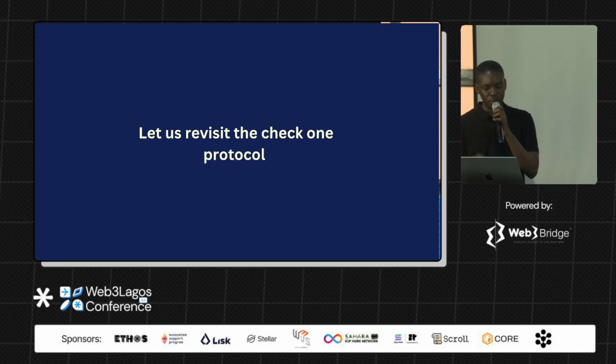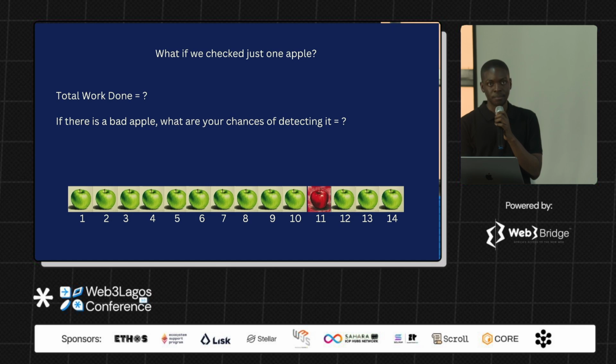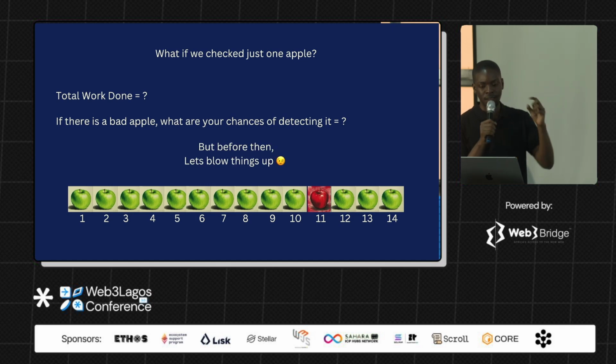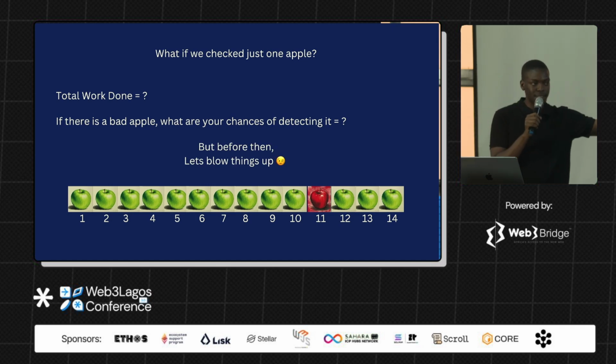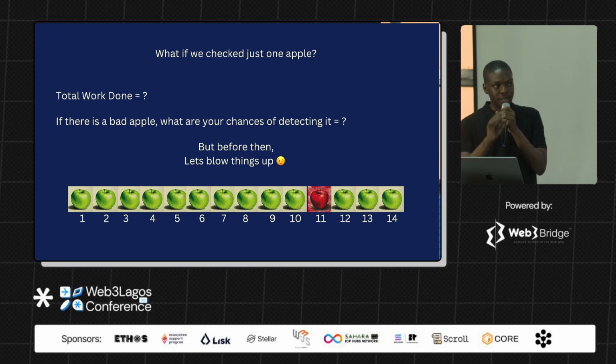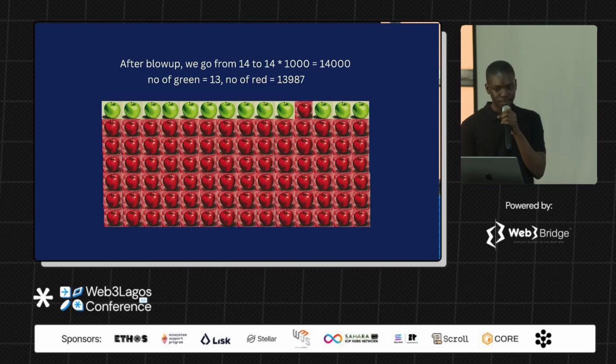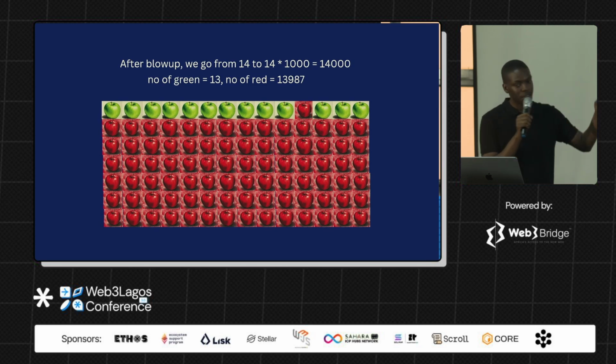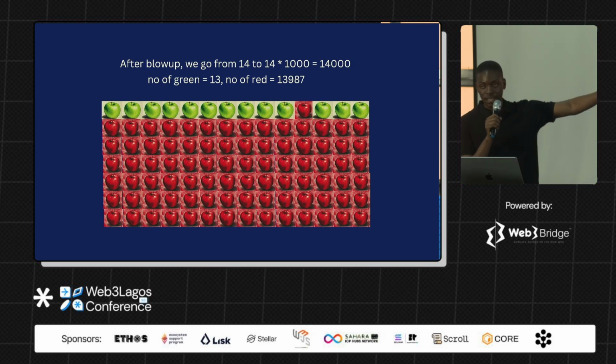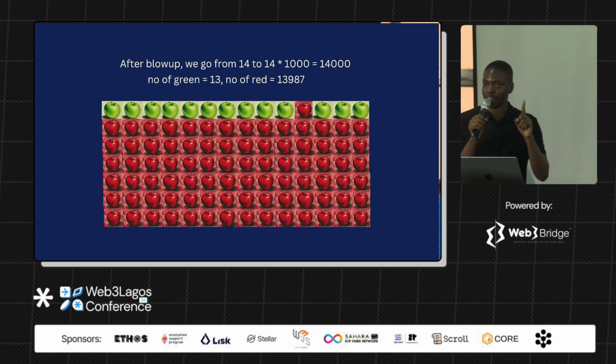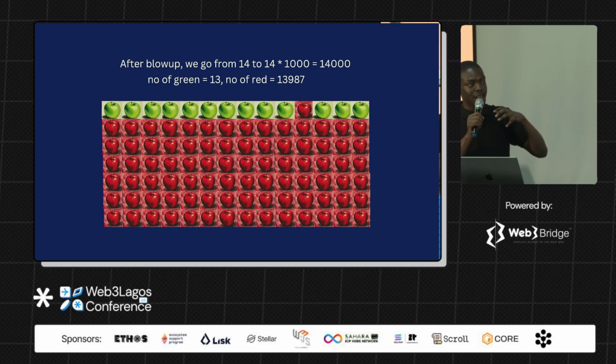So let's revisit the check one protocol, where we're just doing one check. But before we do that, let's first of all blow it up. This was the scenario that randomness didn't like, right? Because you are most likely going to pick one of the greens rather than the red. So we blow it up with the error amplification logic. Can you see this now? So now, the number of greens is still 13. But then the number of reds went from 1 to 13,987. So we have a lot more reds than we have greens. And this is where randomness likes to work.